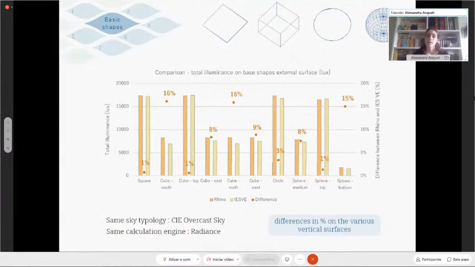In this slide, it's possible to see the graph on the total illuminance of these shapes evaluated on the external surfaces. In this case, it was used the same sky typology, CIE overcast sky, and the same calculation engine, Radiance. As we can see, the major differences are found in the vertical surfaces, since the two programs evaluate them with a different method.